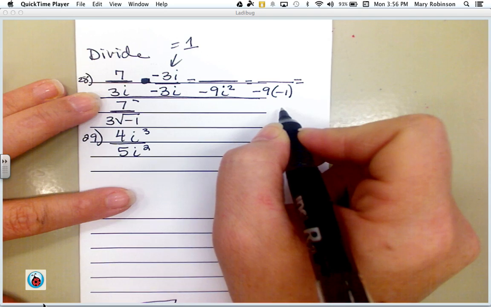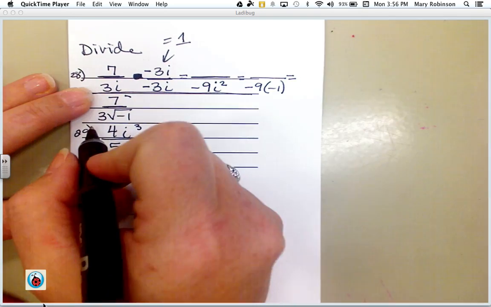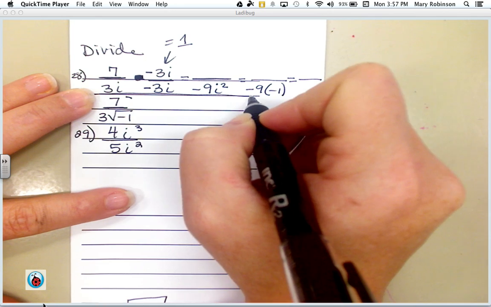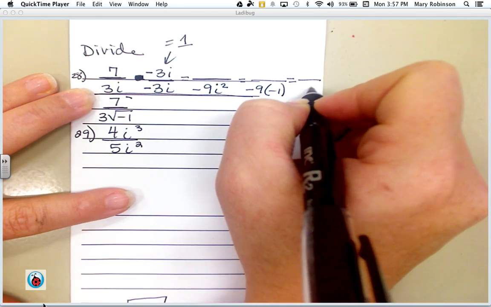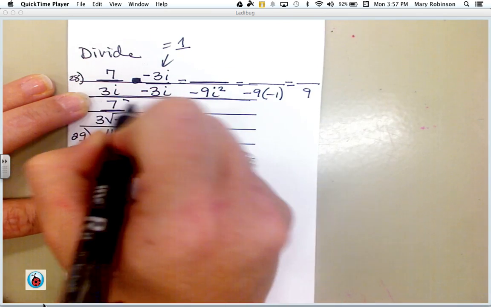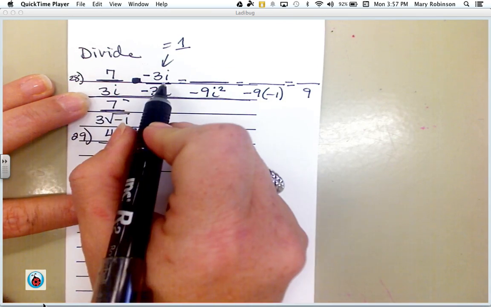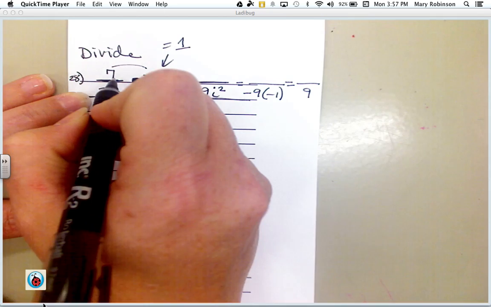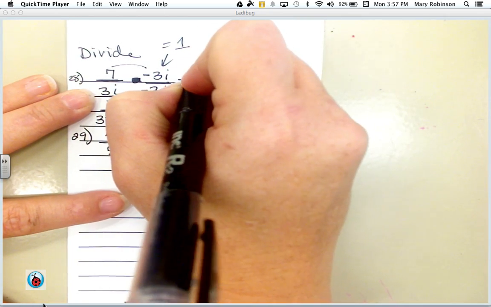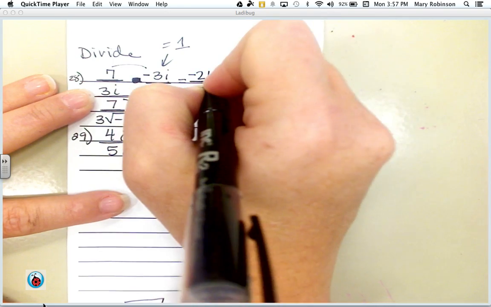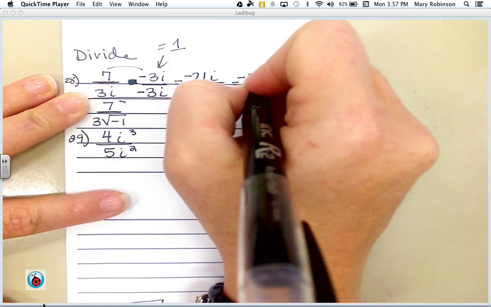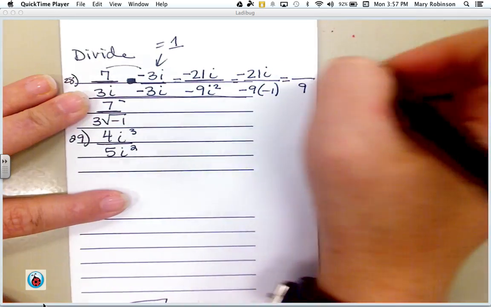Now we don't have I anymore, which means we don't have a radical in our denominator. So when we continue to simplify our denominator, negative 9 times negative 1 is positive 9. Now remember, just like we multiplied our denominators together, we must also multiply our numerators together. We can multiply 7 times negative 3. Remember, terms do not have to be like terms in order to multiply. And include our I. So our numerator will be negative 21I.